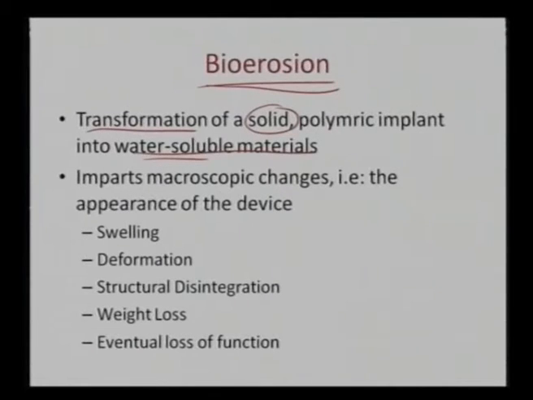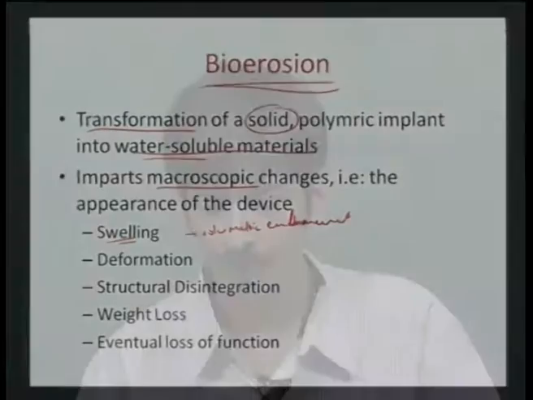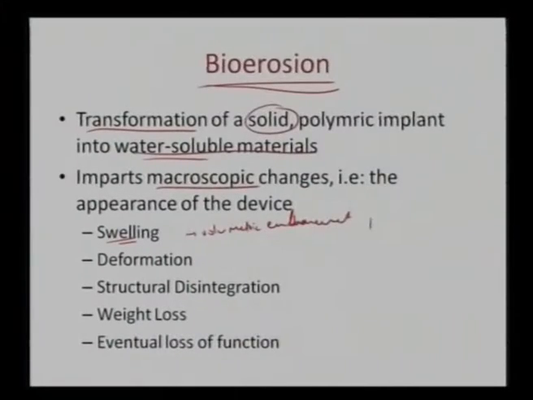In this case, there are certain macroscopic changes occurring with the bioerosion, such as swelling. So the overall appearance of the material itself is changing. With swelling, the overall volume of the polymeric material increases, a volumetric enhancement. Or the material itself can deform, because once the erosion is occurring, the overall deformation of the material will occur. In one case we started with a smaller material and the volume increases through swelling, but in the case of deformation, the material shape itself can change.